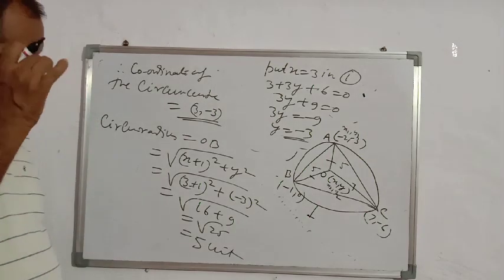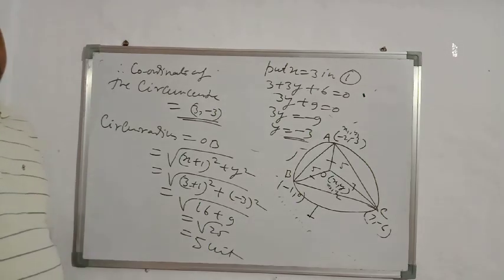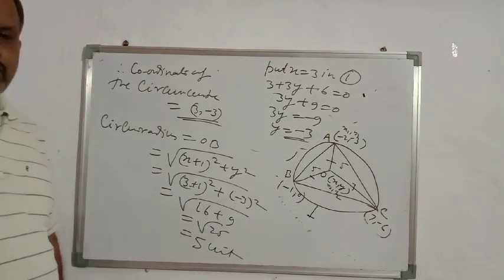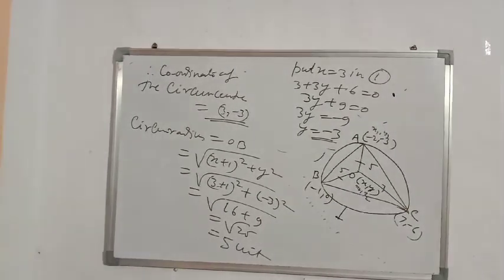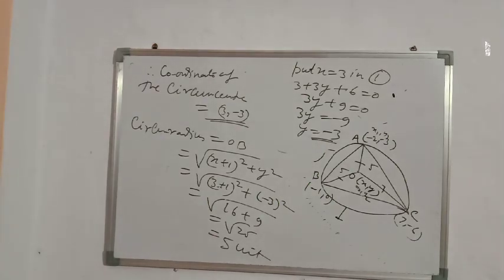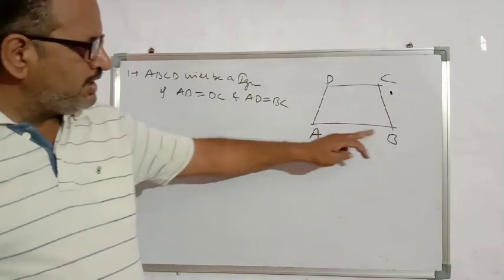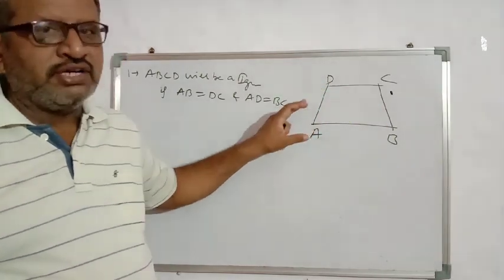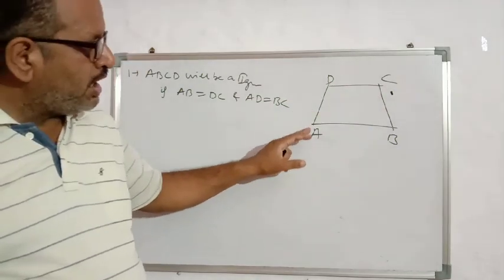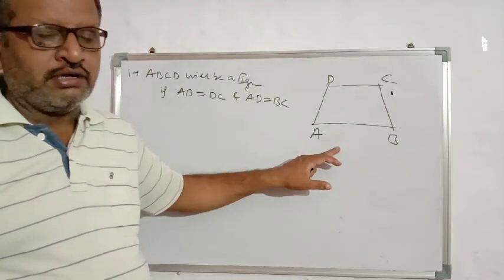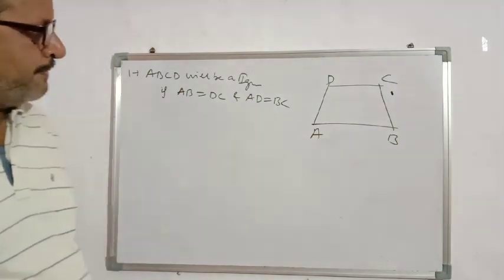So that was question number 14, first part. Now we will see how we can check whether a given quadrilateral is a parallelogram, rectangle, square, rhombus, etc. See, ABCD is a quadrilateral. A, B, C, D are the vertices of the quadrilateral. Suppose the coordinates of all four vertices are given. How can we check whether this quadrilateral is a parallelogram, rectangle, square, rhombus, like this?